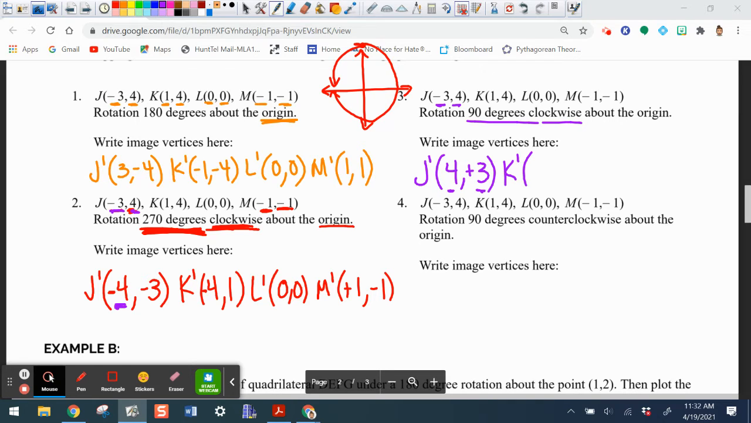So K prime, we're going to swap 1 and 4 to 4 and 1, and then change the second sign to -1. L prime, again, will be in the same location because it's the center of the rotation. And M prime, trust me, I am swapping the two -1s, although it doesn't seem like I am, and then changing the second sign. So it'll be at -1, +1.